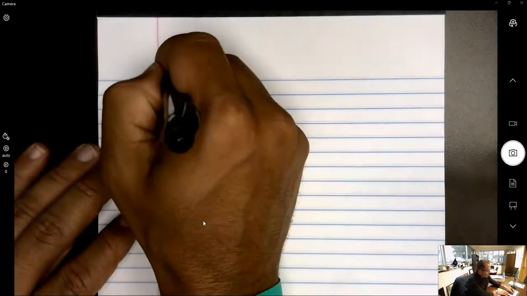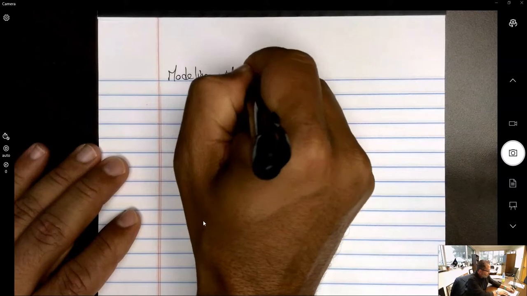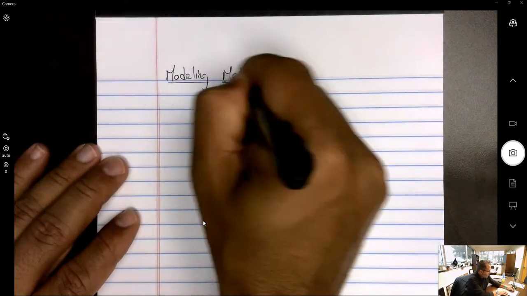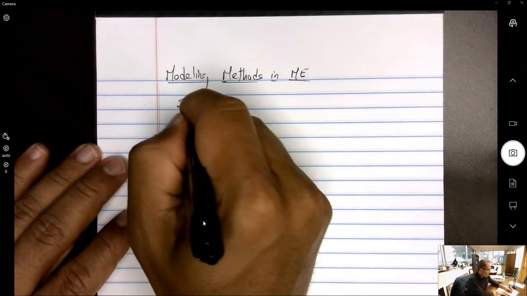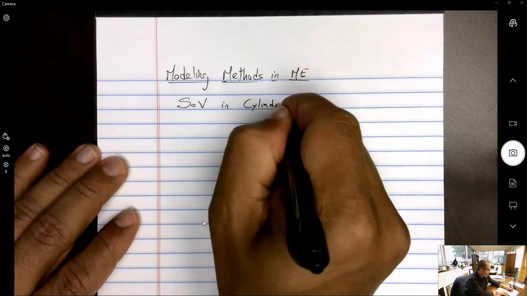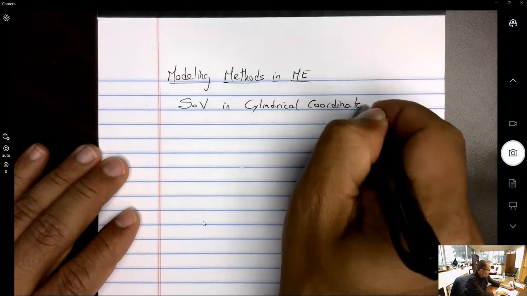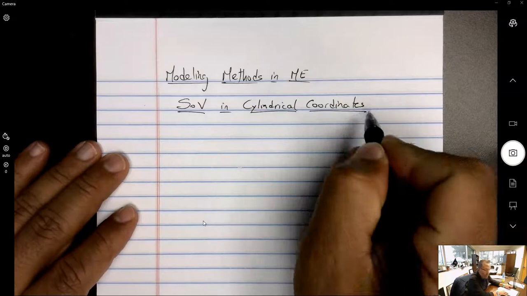So this is modeling methods in ME. And we are going to be looking at separation of variables in cylindrical coordinates. In cylindrical coordinates. SoV in cylindrical coordinates.